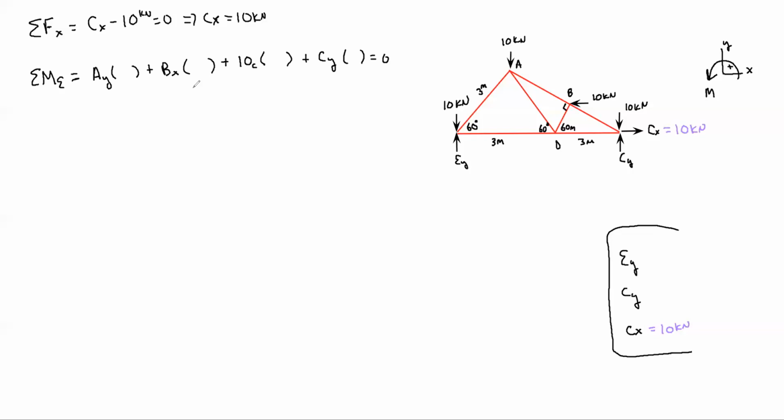Okay, so Ay. We're going to have to go out and find the distance for Ay. We're looking for the perpendicular distance between point A and point E, which is this one right here. Now this is an equilateral triangle, so if you drop a perpendicular like that, that splits this member into two, so that distance is 1.5 meters. I'm going to write that in.